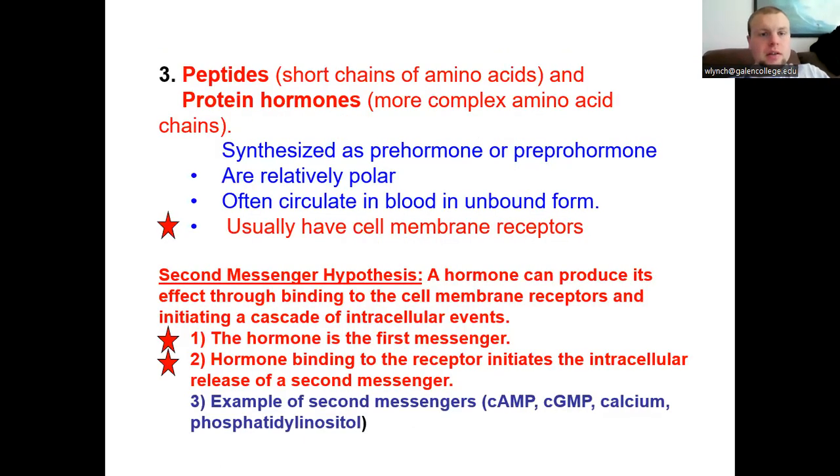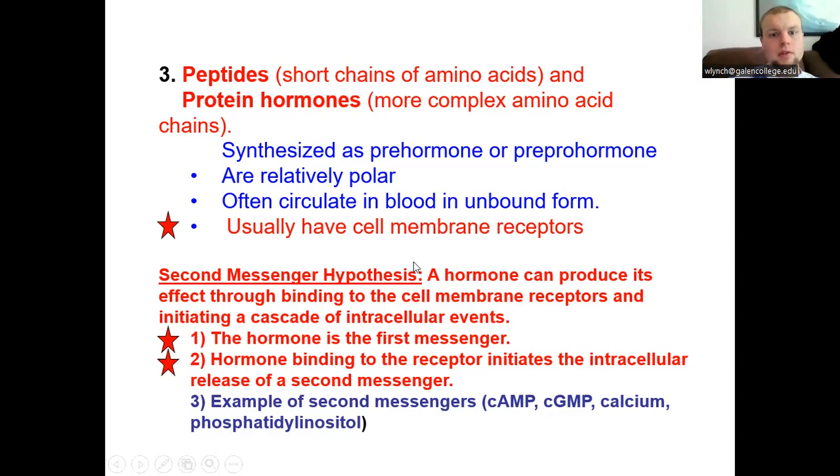Third classification, the peptide. Okay. Peptide hormones are going to be a classification of a short chain of amino acids, so anywhere from 3 to 20 or so. And the protein hormones are going to be the longer chains of amino acids. So we're going to synthesize these from what are called prehormones. Proteins and peptides are relatively polar because derived from amino acids which have polar ends. So they often are going to be circulating in the blood unbound. Their cell membrane receptors are going to be on the outside of the cell. We're not going to have transport across the cell membrane. They are not soluble through lipid.